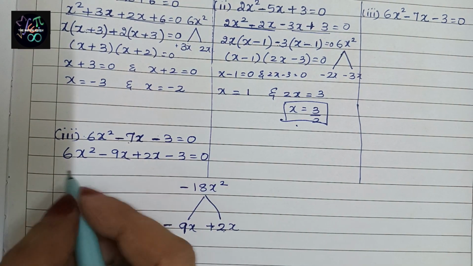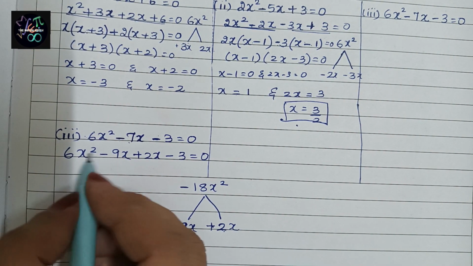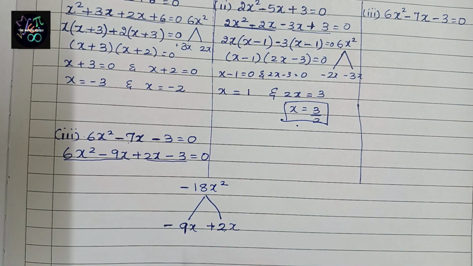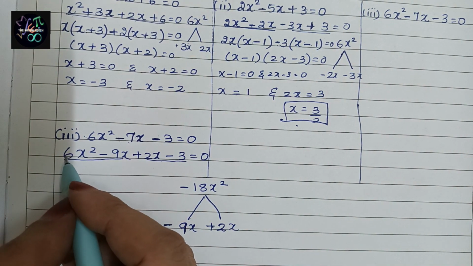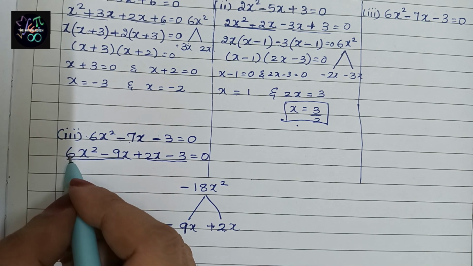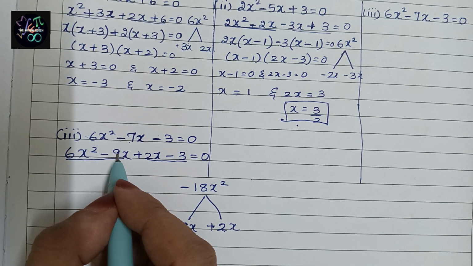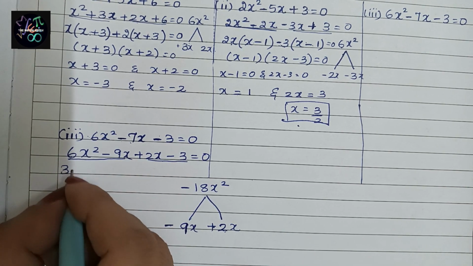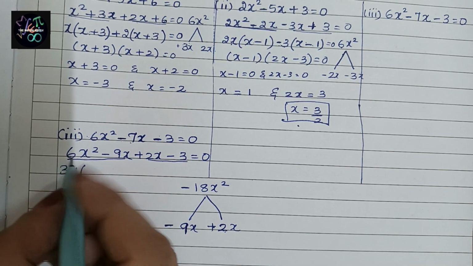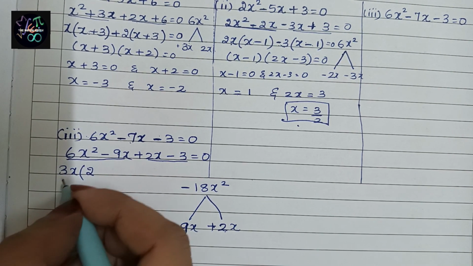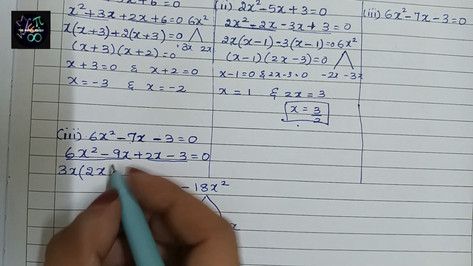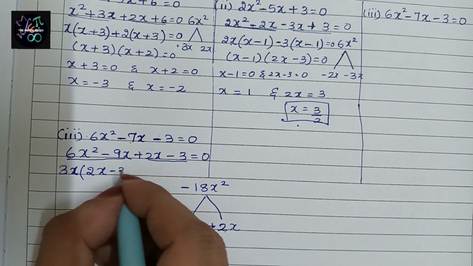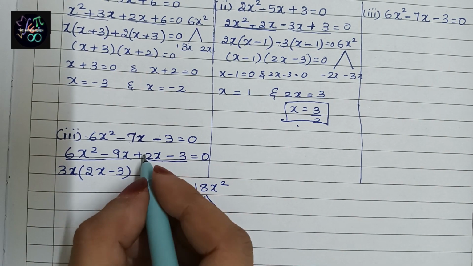Now we will make two groups. First group, second group. In the first group, what is common? We can see here the common is 3, because 6 comes in the 3 table, and 9 also comes in the 3 table, and here also x we have, here also x. So 3 and x is common. 3 how many is 6? 3 2s are 6. One x I have already taken common, so x it is already common. 3 how many is 9? 3 3s are 9.